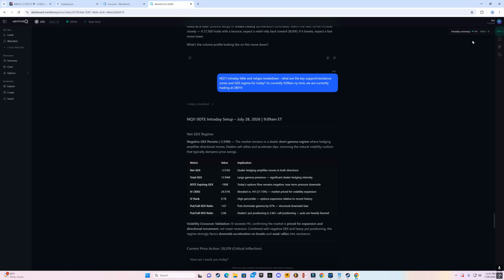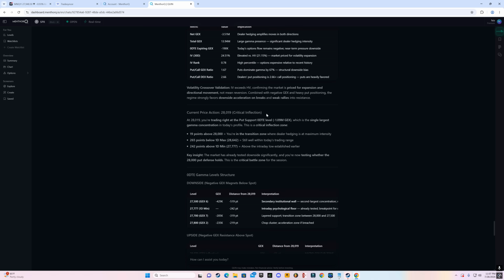So they have this AI tool, which has an entire library of all the information about gamma, right? And you don't really need to get confused when you're looking at it manually. You can just ask it like this. So I might just leave this prompt in the comments. So ask NQ1, intraday 0DTE and Net GEX breakdown. What are the key support resistance zones? And the GS regime pro today is currently 9. So I tell it the current time just before the market open, and the current level that we are trading at, right? So it gives me all the detail.